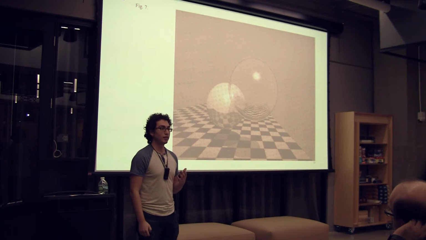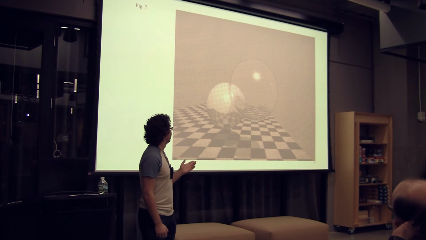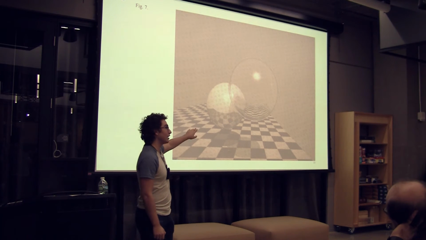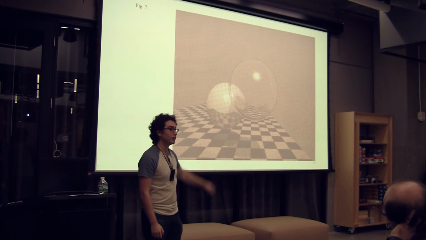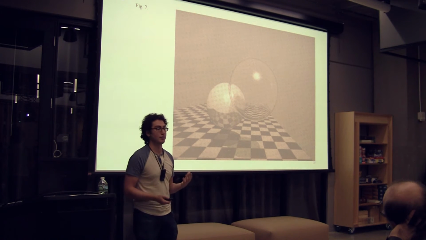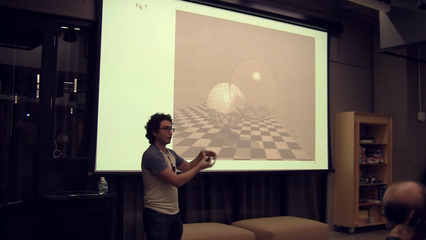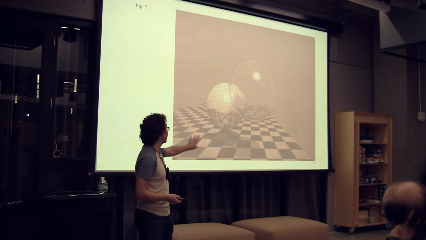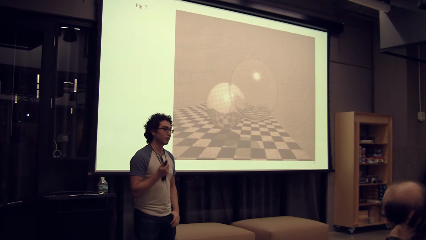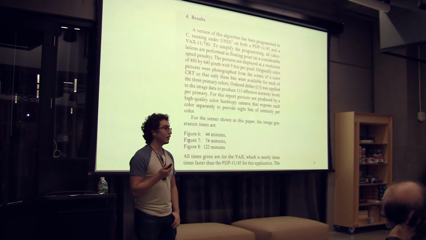From Whitted's paper, and it looks good. We have our highlights, we have refraction, reflection, shadows. This is starting to look like a really interesting image. We don't have a sphere floating in nothingness. This is starting to look interesting. But it doesn't come for free.